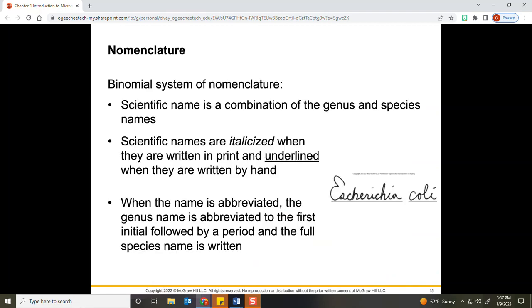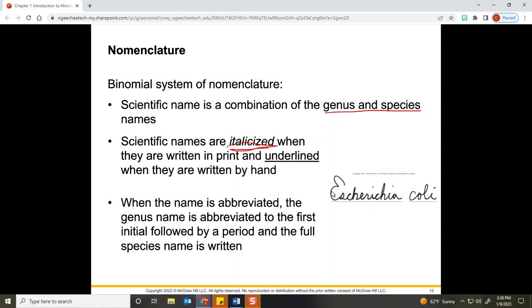Now, this ties in with nomenclature because the taxonomic system we use utilizes the genus and the species names to produce the scientific name. So scientific names are written out as genus, then species. We always want to make sure that it's italicized, or underlined if you are writing it by hand. Italicize if you're using a computer. And when the name is abbreviated, the genus name is abbreviated to the first initial followed by a period and the full species name written afterwards.